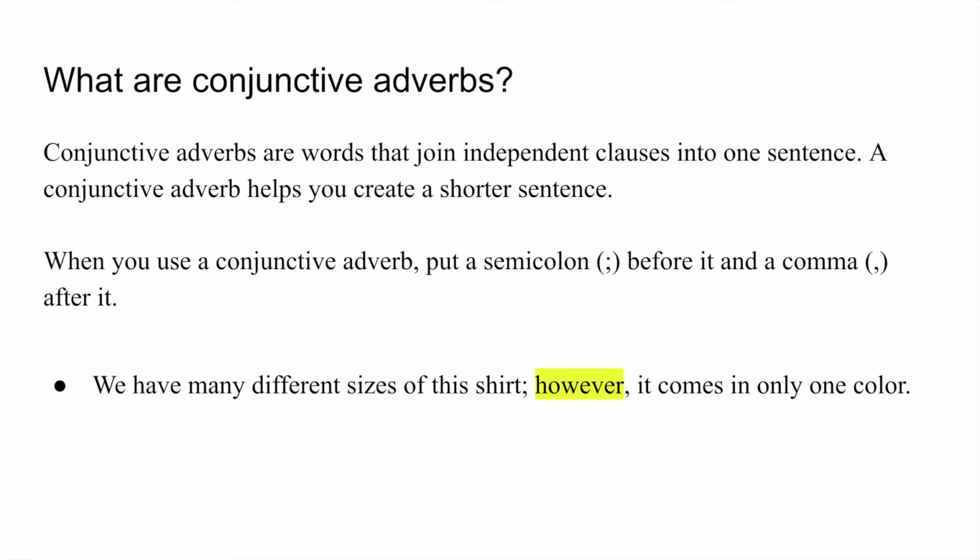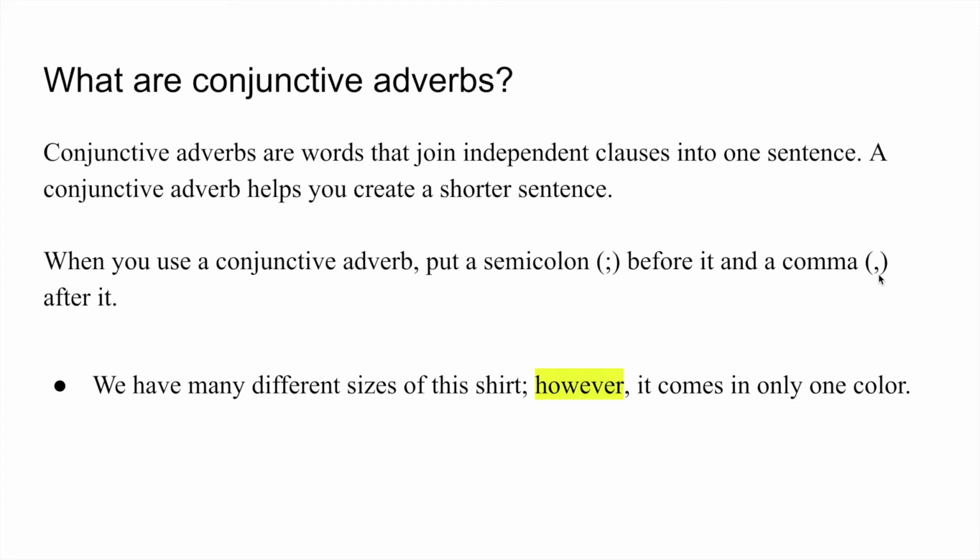What are conjunctive adverbs? Well, conjunctive adverbs are words that join independent clauses into one sentence. An independent clause is basically an idea of a sentence that can stand alone if it wants. But a conjunctive adverb helps join those independent clauses together into one single sentence, thus creating a shorter sentence. And when you use a conjunctive adverb, you should put a semicolon, as you can see here, before the conjunctive adverb, and a comma, like this, after the conjunctive adverb.